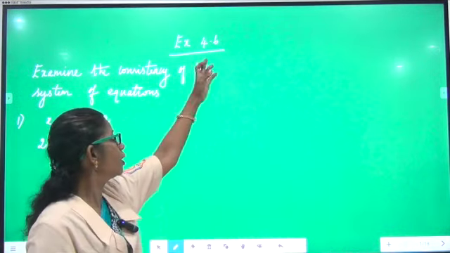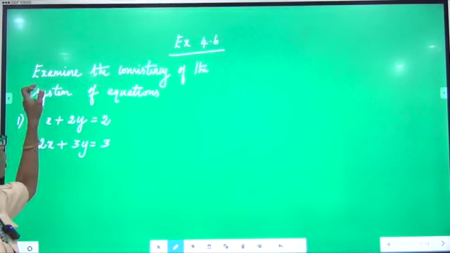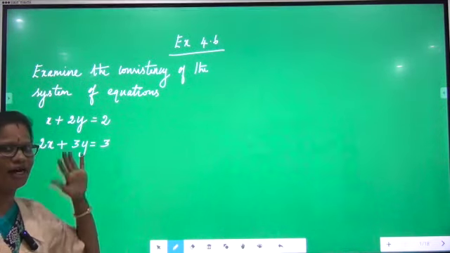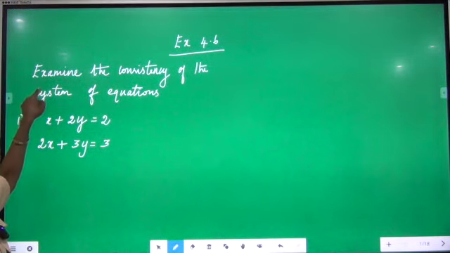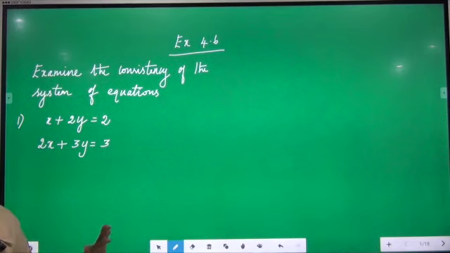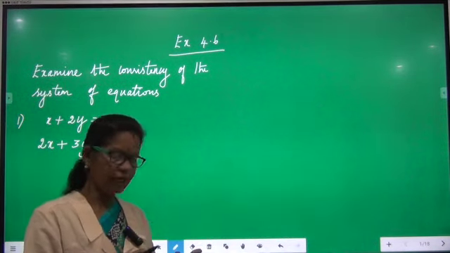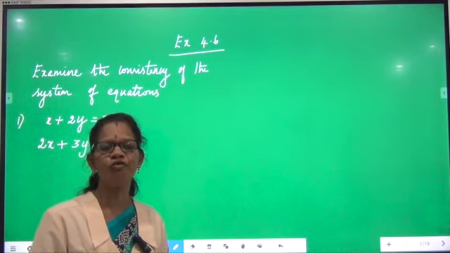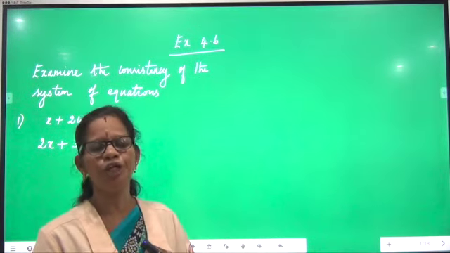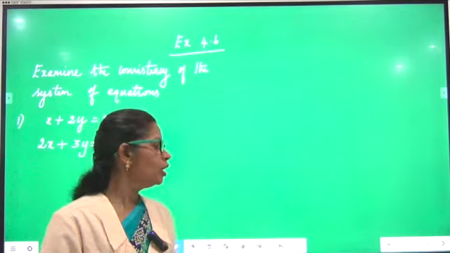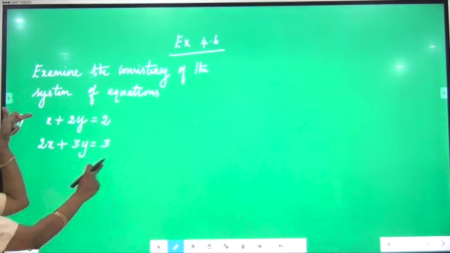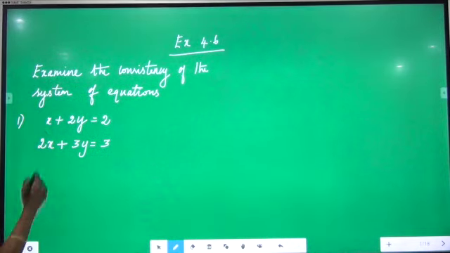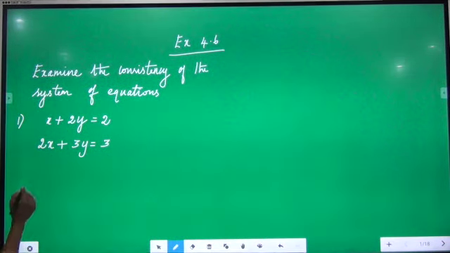Exercise 4.6. Now these equations represent a pair of linear equations I discussed. Now we are going to check whether it is consistent or not. To examine whether it is consistent or not, we need to find determinant A. Now the pair of linear equations, I am going to write in terms of matrix.